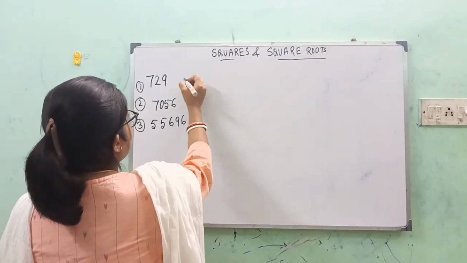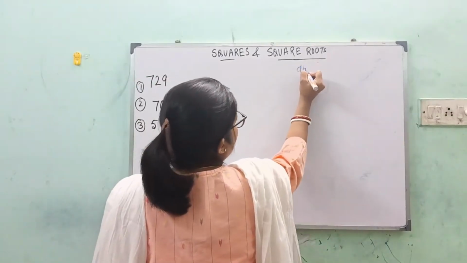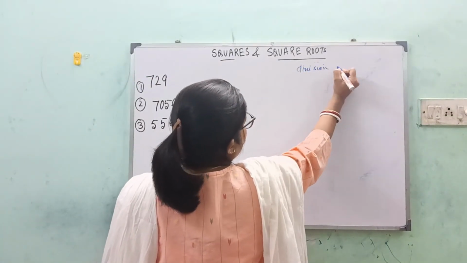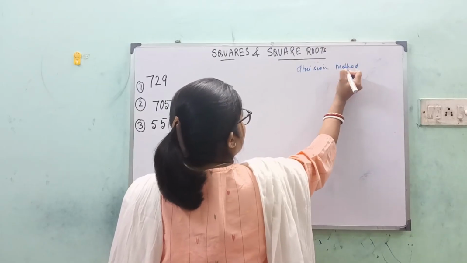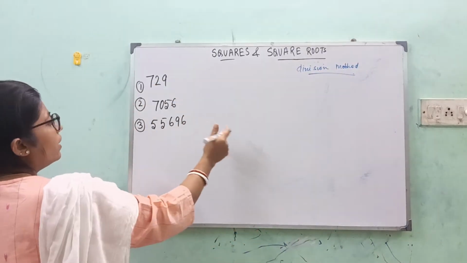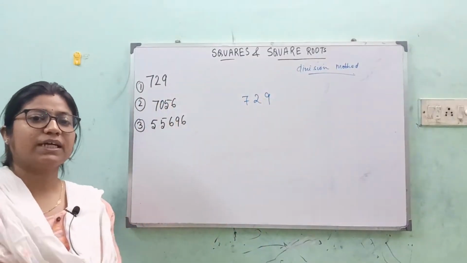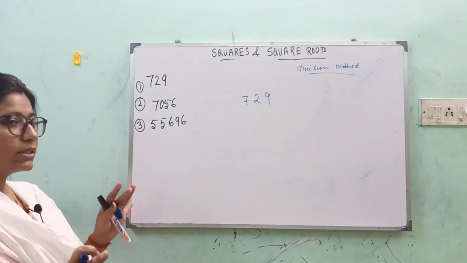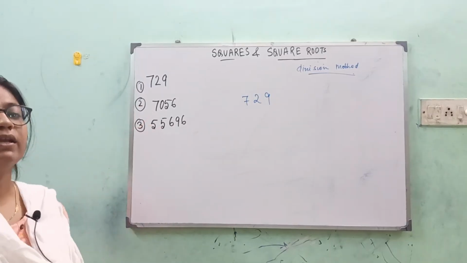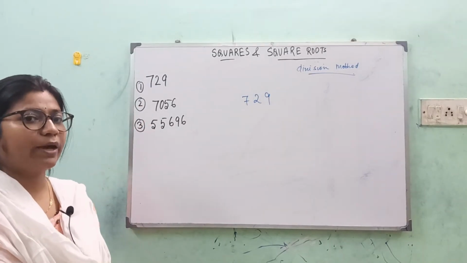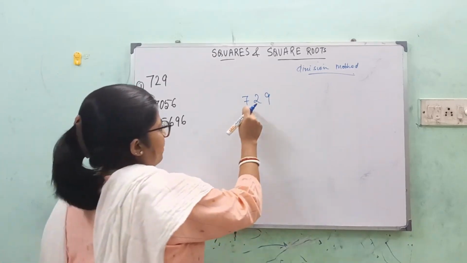So using the division method, we are going to find the square root of 729. The method is very simple. If you understand the method logically and systematically, then for any given number which is a perfect square, you can find out its square root. Say 729.